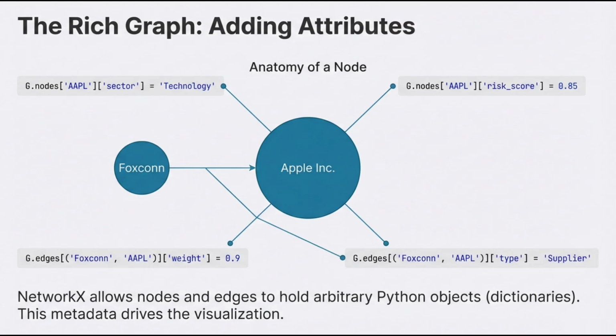You might notice the phrase arbitrary Python objects. That means these attributes can be stored as dictionaries attached directly to nodes and edges. So the graph is not just topology, it becomes a data-rich object that combines structure with economic meaning. That metadata then drives analysis and visualization.